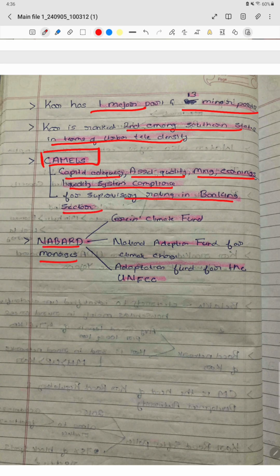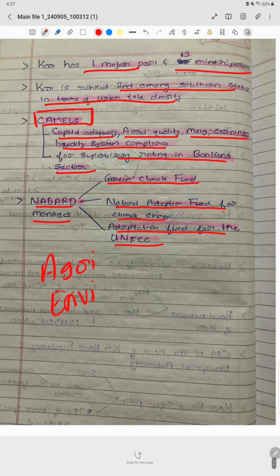Then NABARD manages schemes that are generally related to agriculture and also to the environment. We can guess based on these ones. For example, Green Climate Fund, National Adaptation Fund for Climate Change, Adaptation Fund for UNFCCC.